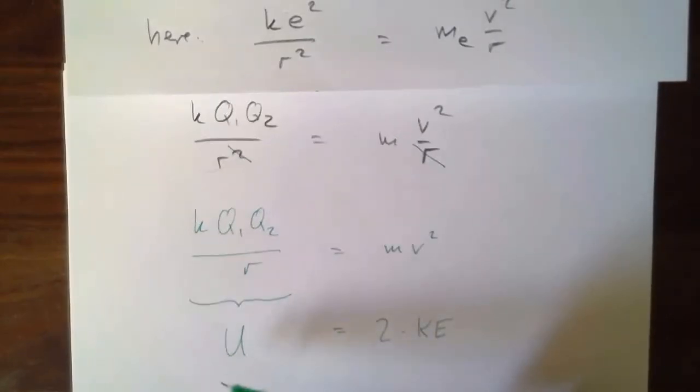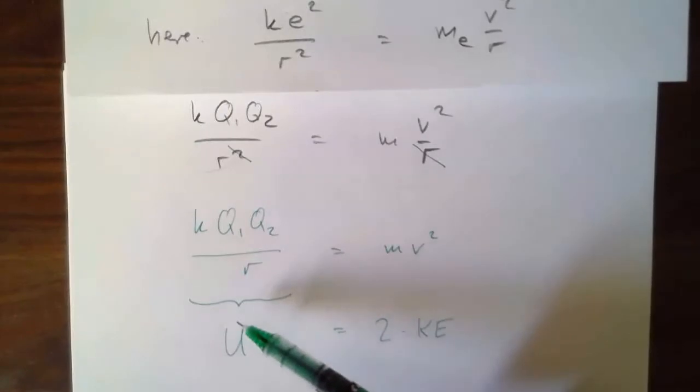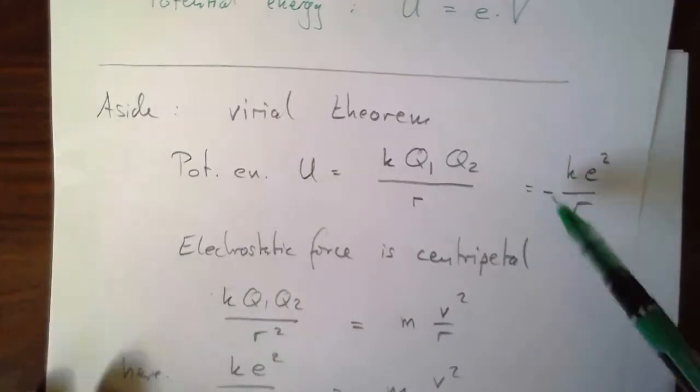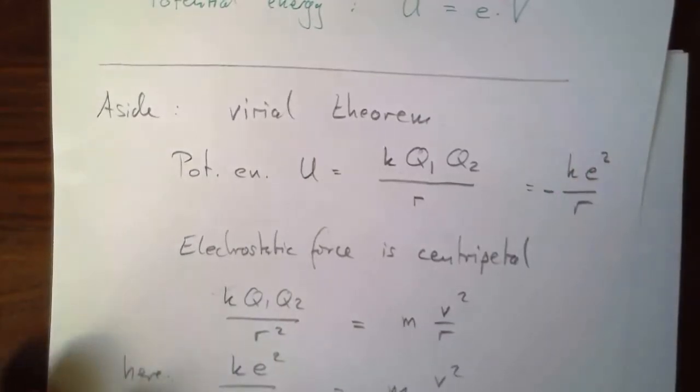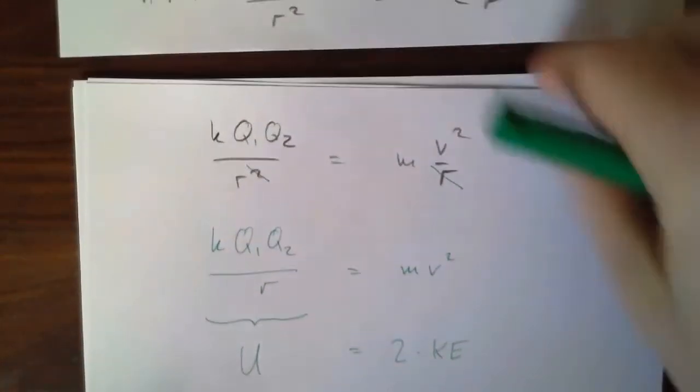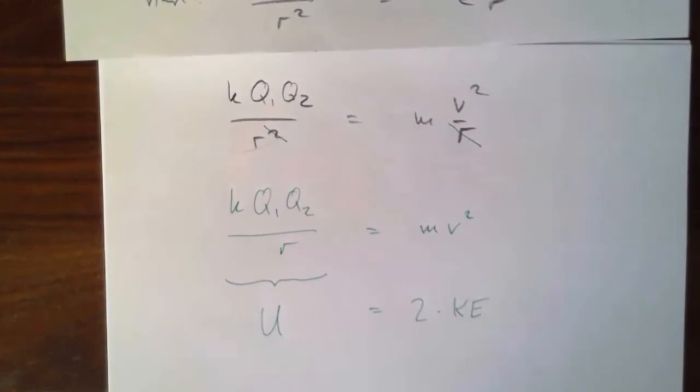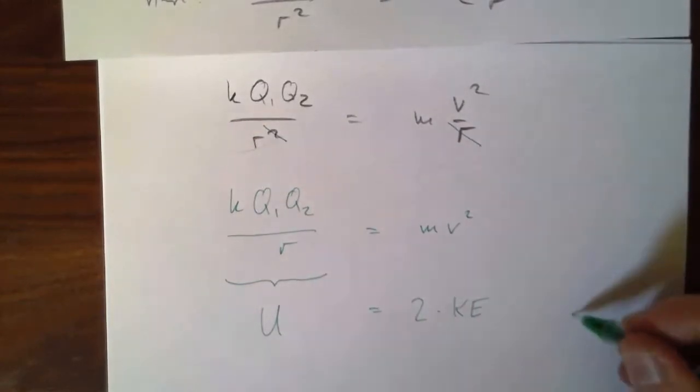Now actually, I lost the minus sign here. There should be a minus sign here, right? Because it has to be like an attractive force with a minus sign. But that's beside the point. This relationship stands. And this is what's called the virial theorem. It means, let's say, up to sign.